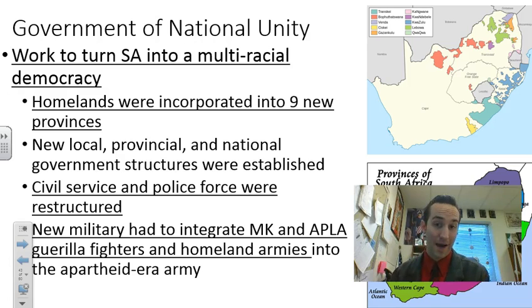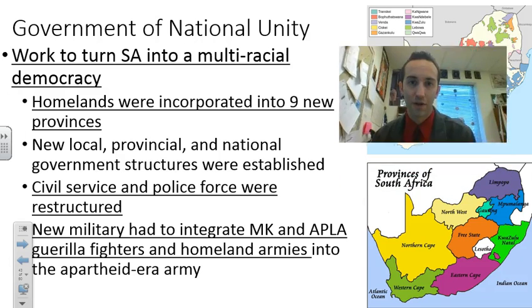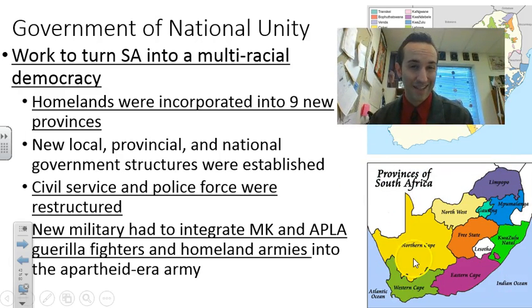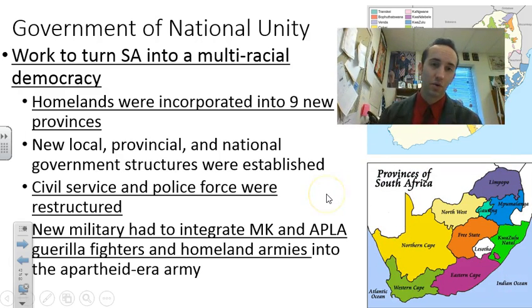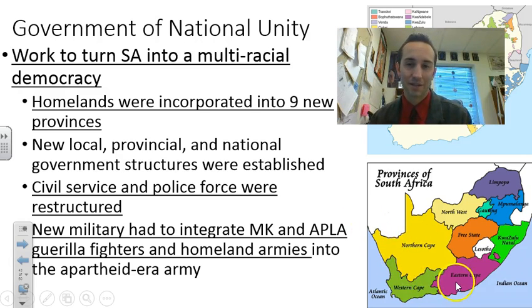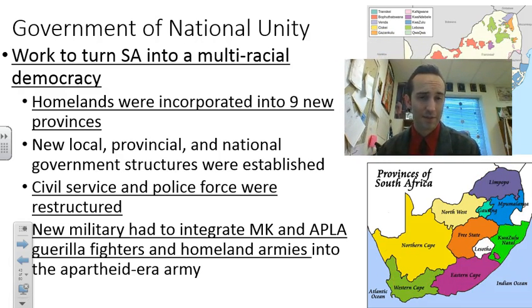So they're going to redraw the map into this. And so the homelands will be incorporated into 9 new provinces or states. They'll also have new local, provincial, and national government structures established in each of these states. And so they're redrawing the map completely to incorporate and include all the different homelands.